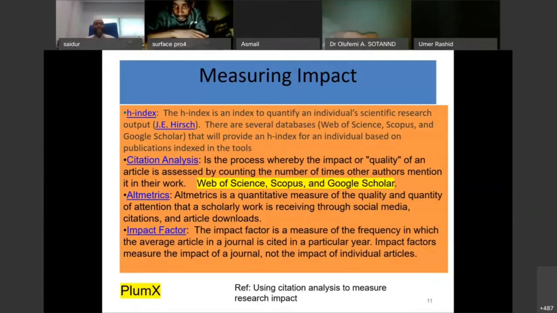Altmetrics, these are the new things that are coming, beyond impact factor. Now ScienceDirect also has something called PlumX. This can measure how many views, how many captures, how many Facebook, how many LinkedIn shares you get. So this is new in ScienceDirect.